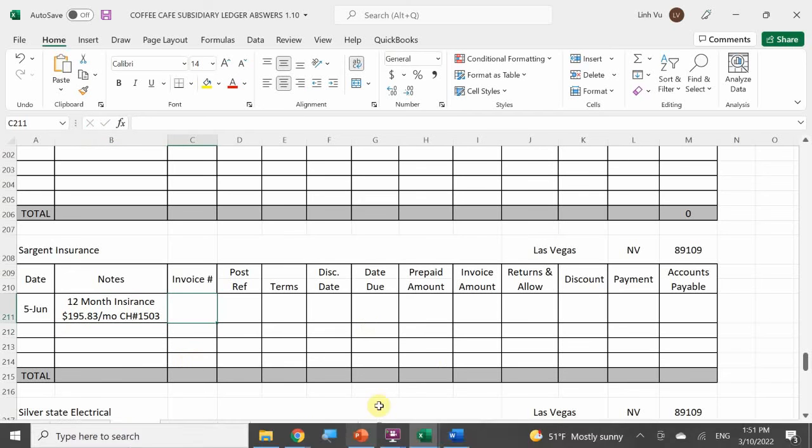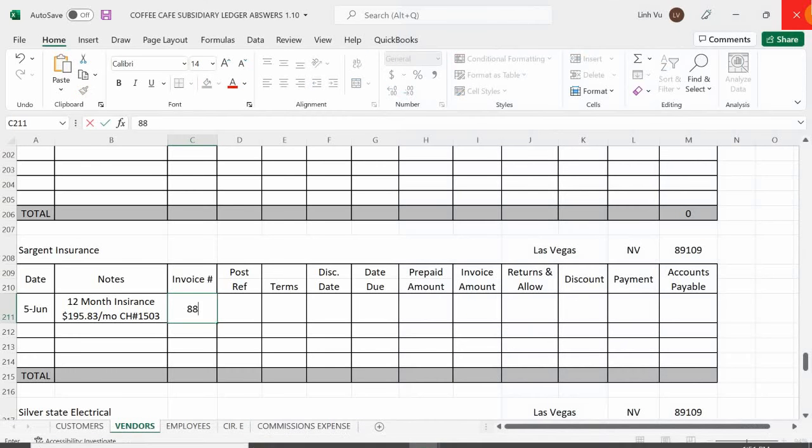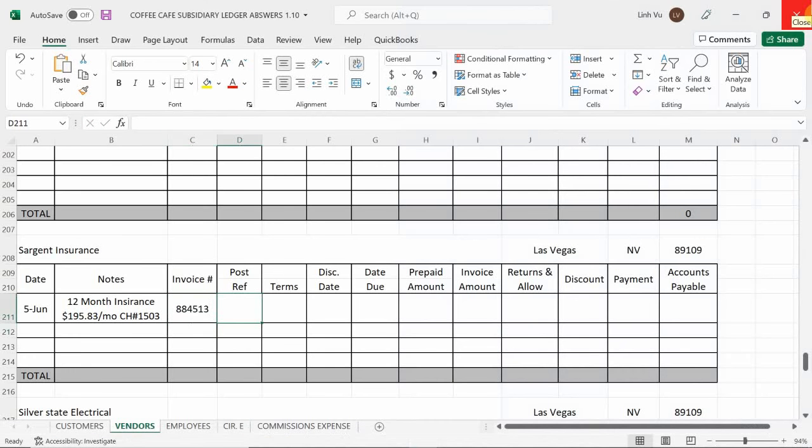Invoice number, we don't technically have an invoice number, but we do have a policy number, right? A policy number is more or less the same thing as a contract, right? So this is your policy for this insurance, okay? And it's 884513. Again, when did this transaction happen? It occurred on my very first general journal, okay?